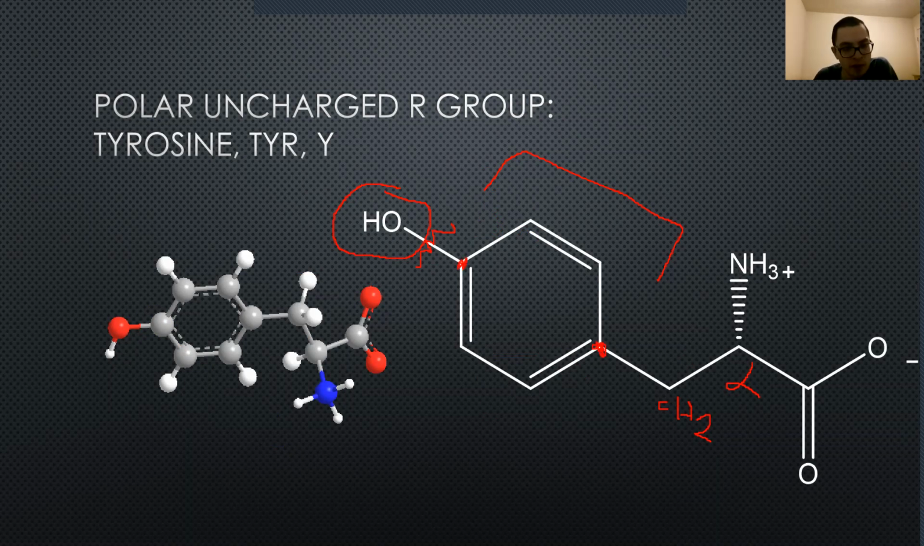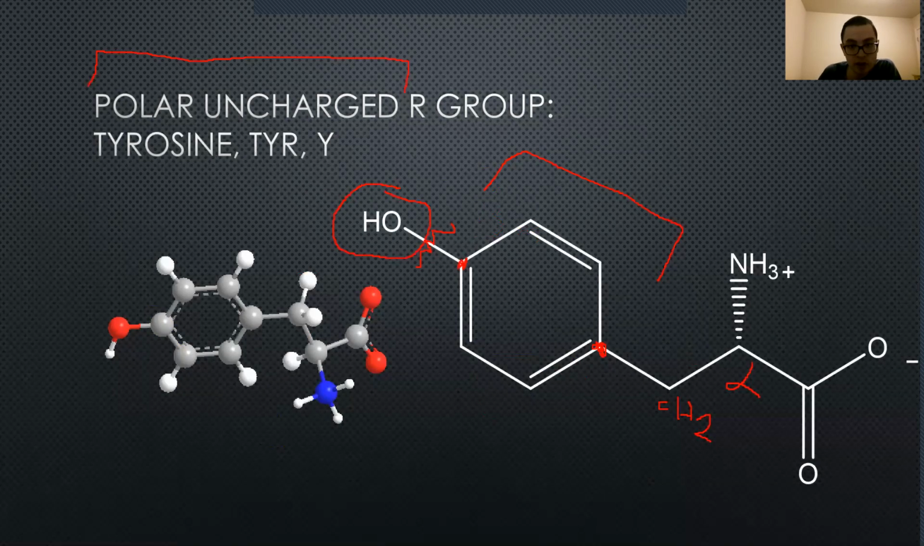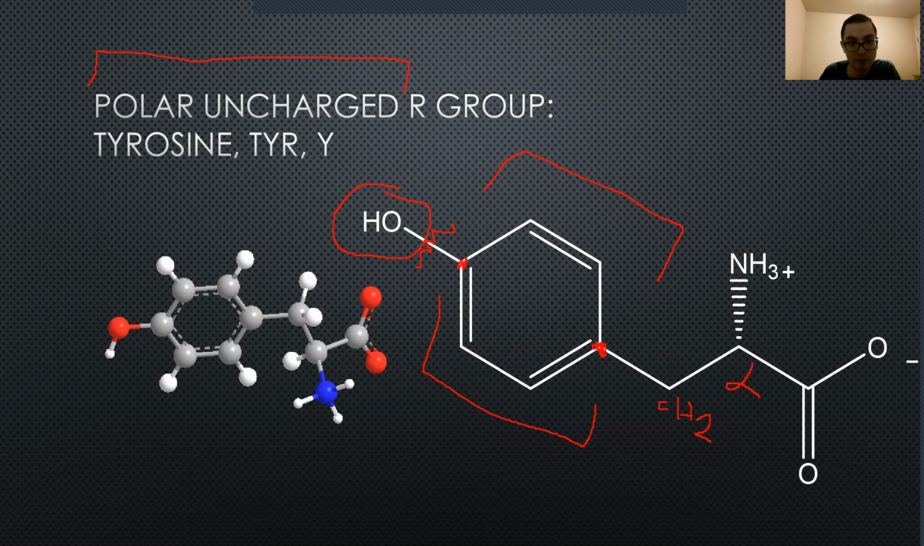So if we have an OH group here, how come tyrosine is still considered a polar uncharged group? This OH group can form hydrogen bonds, right? So that's what makes it polar, because we're definitely dealing with this alcohol here, but we have this giant ring. This giant ring is composed of carbons and hydrogens. And remember, carbon and hydrogens are hydrophobic. So since this is so much larger than the alcohol, it makes this group hydrophobic, but we still have this alcohol group that adds the polar component.